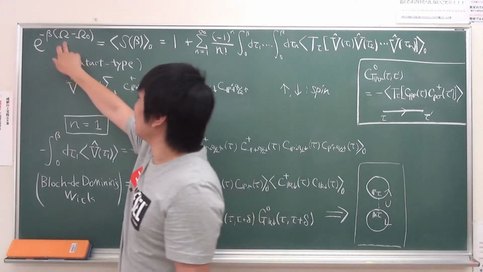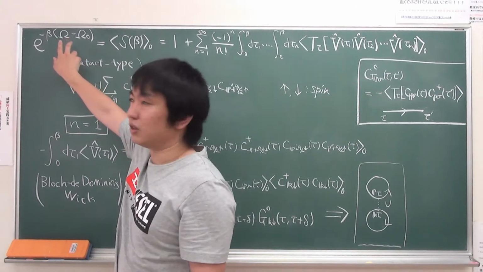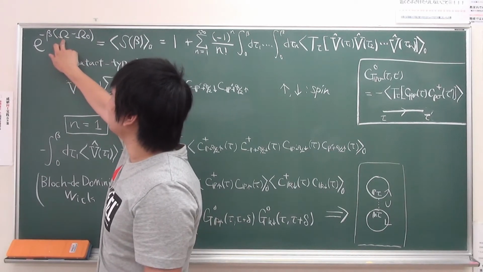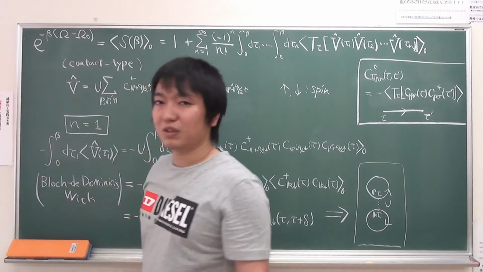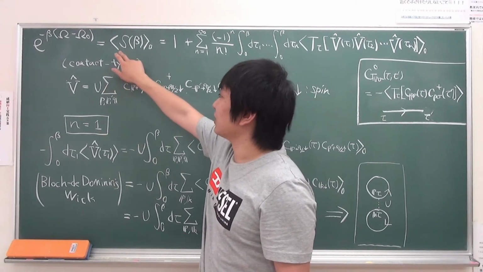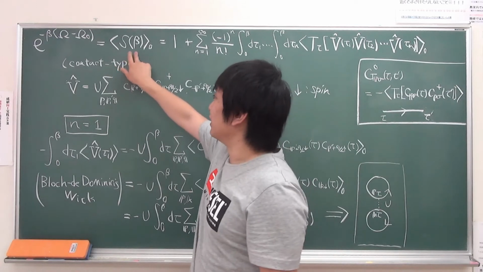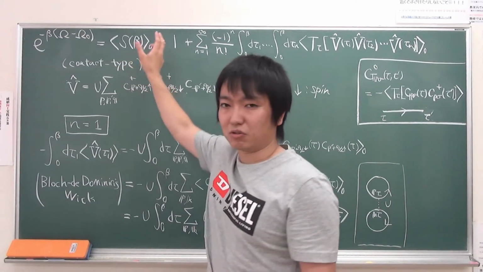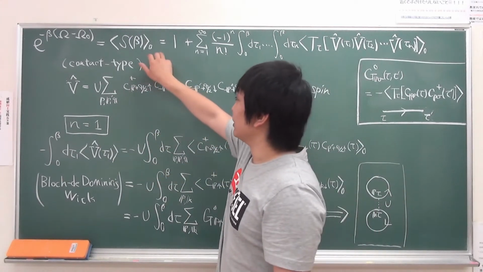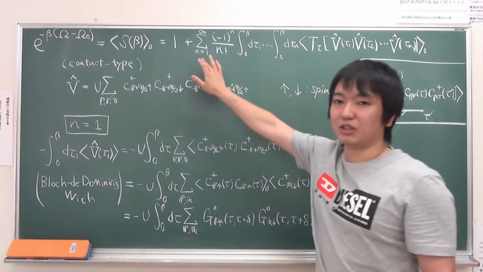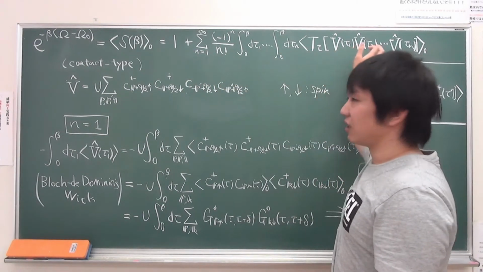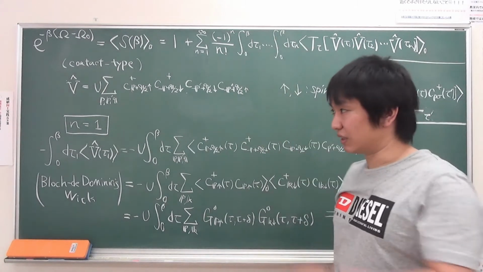This one shows the difference of the thermodynamic potential between the interacting version and the non-interacting version. Then it can be written in terms of the thermal average of the S beta with respect to the non-interacting Hamiltonian. And then in more detail, it can be written like this. So this is some expansion with respect to the interaction Hamiltonian like this.